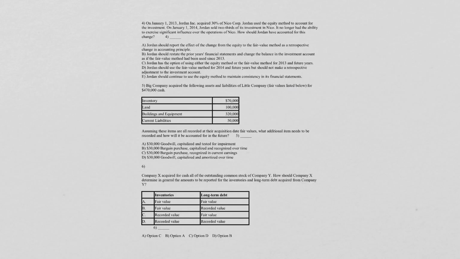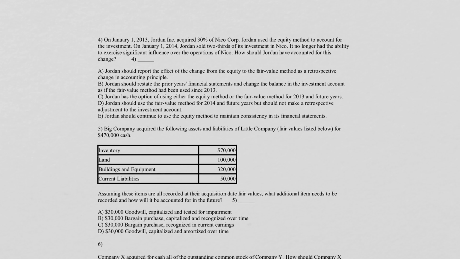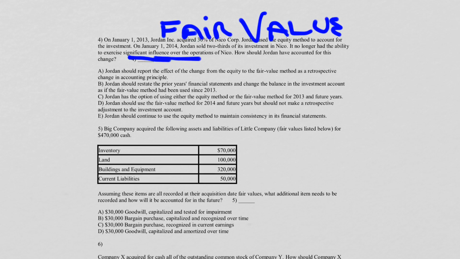Okay, carry forward. Here we go. This one's another 30% equity method account question. And this one's theory. If they sold it and went back to fair value, see, they sold it, no longer had the ability to exercise, so they're going to go to fair value accounting. What happens then? So that's easy.